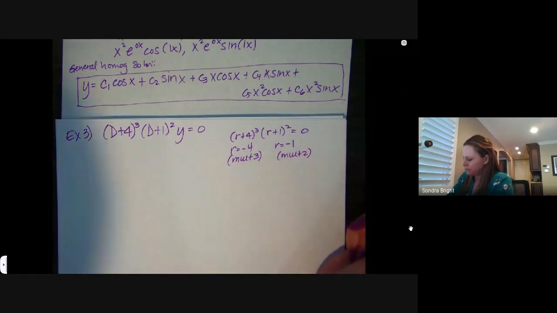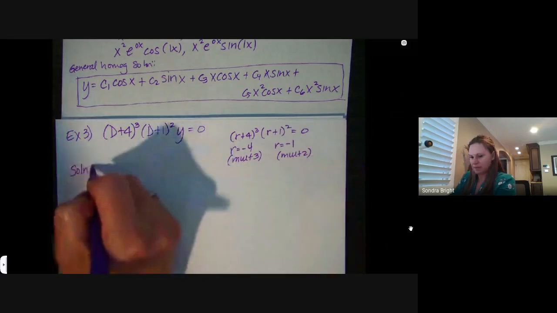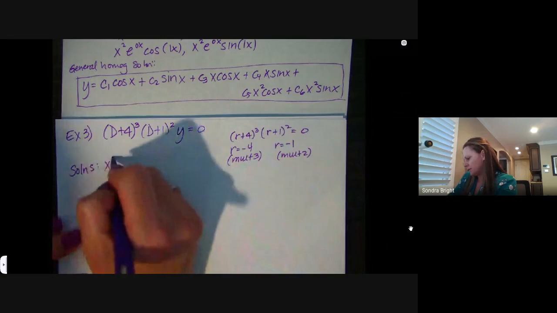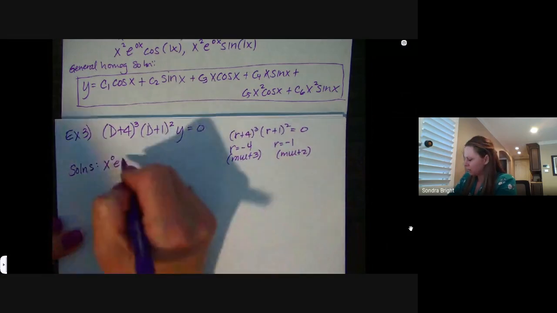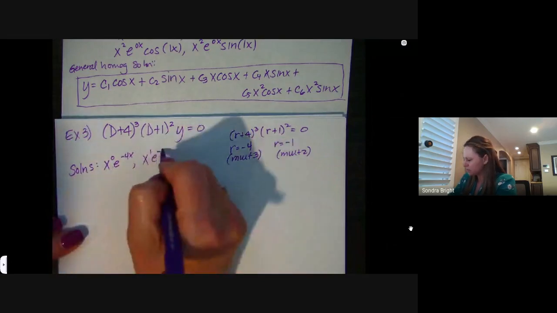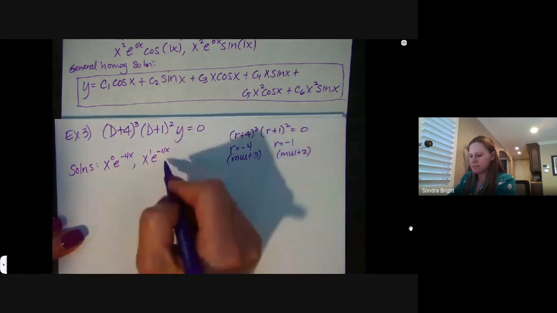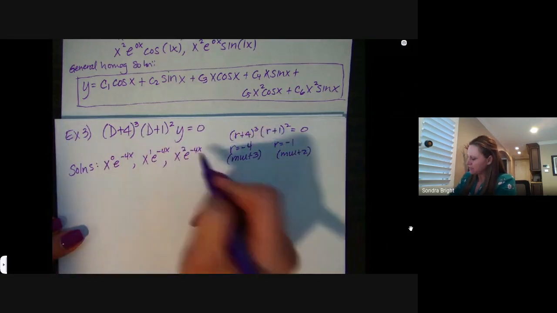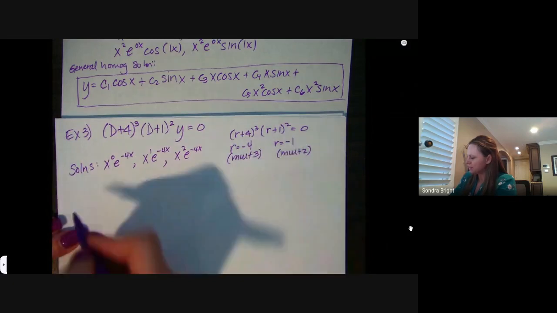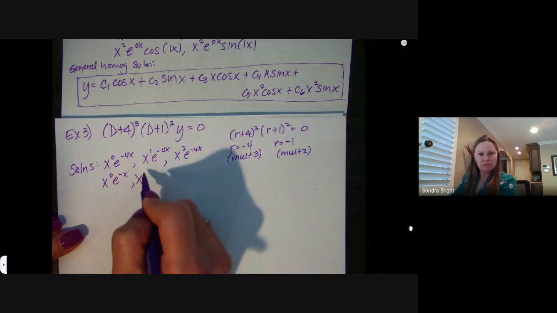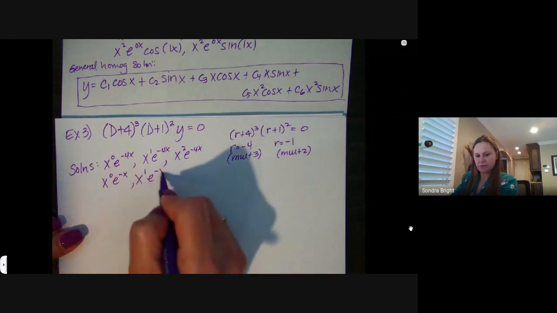No big deal. So your solutions will be what? Well, this first guy will give you x to the 0 e to the -4x, and then x to the power of 1 e to the -4x. It was a multiplicity of 3, so you got to go to x squared e to the -4x. The solutions on this guy would be x to the 0 e to the -1x, and x to the power of 1 e to the -x. Stopping because you got a multiplicity of 2, you'll go one less.